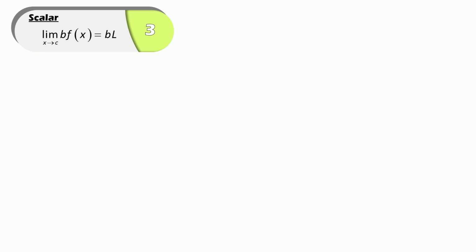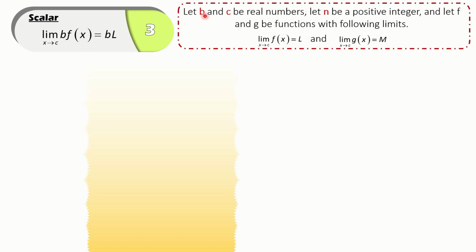The scalar property says that the limit of a function with a constant as x approaches c is the product of the limit of the function and the constant, where b and c are real numbers, n is a positive integer, and f and g are functions with the following limits, L and n.